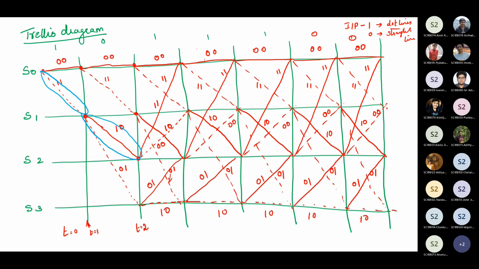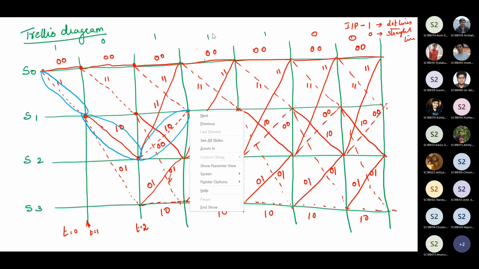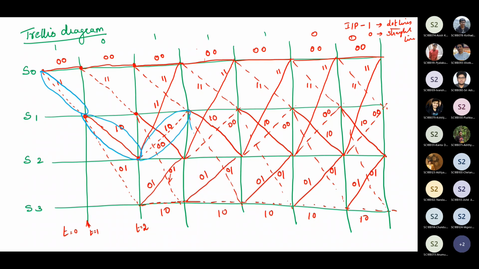From here, at the next time step, we are standing in S2 and the next input is 1, so a dotted line. Now we are in the S1 state, next input is 1, so a dotted line. Now we are in the S3 state, input is 1, so a dotted line. Next is 0, so a solid line. From here again 0, a solid line. So we start with the S0 state and end with the S0 state.